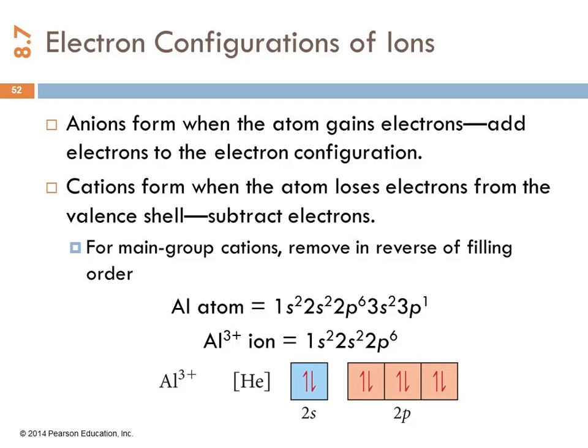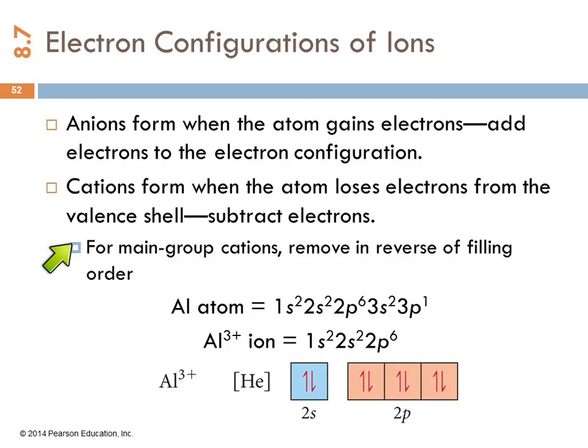When anions form, they do so because the atom gains electrons, and so electrons get added to the electron configuration. The opposite happens with cations. They're losing electrons, and so we subtract electrons.